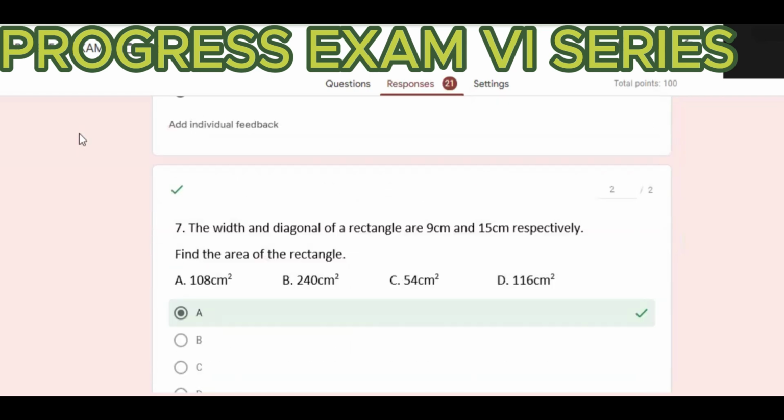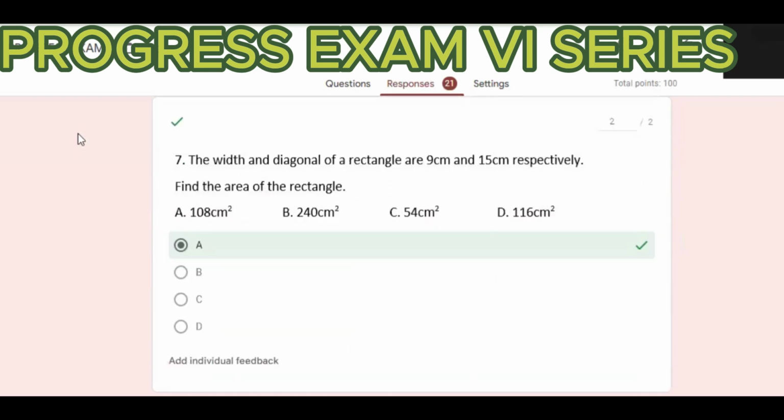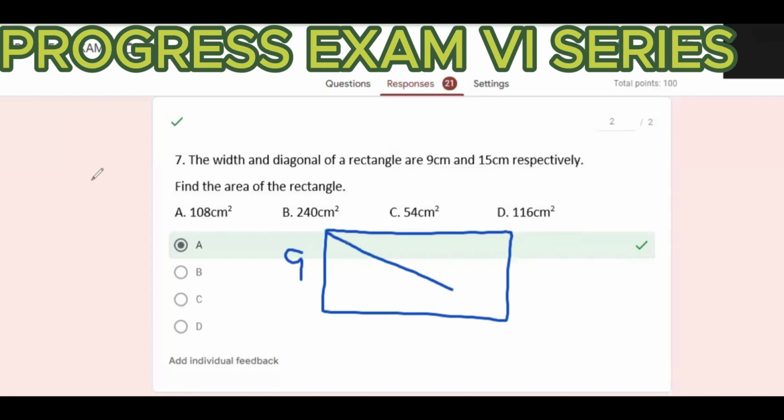Okay, we've done this. So can you explain this? Okay, for that, you basically just did a rectangle, split it diagonally, and I labeled this the width. The width, the shorter side, would be 9 centimeters, and the diagonal is 15. So basically, I just did Pythagoras theorem to find the area of the rectangle.